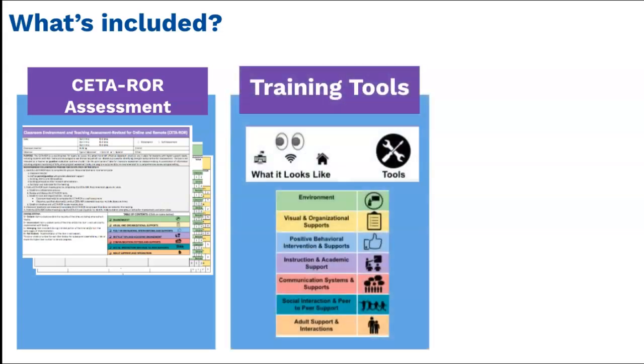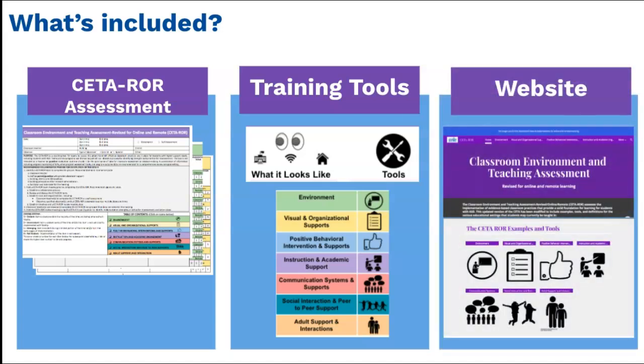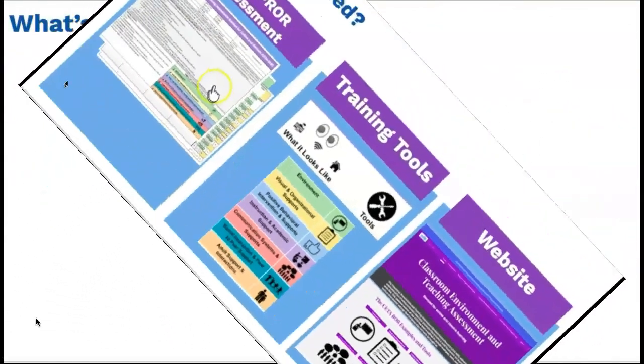So what's included? Well, first, we have the assessment itself. Next, we've created training tools that break down all of the areas of the CETA and provide staff implementation support. Next, and finally, we've created a website that houses all of these great resources in one spot. Let's go back and take a look at the first part, the CETA-ROR assessment.